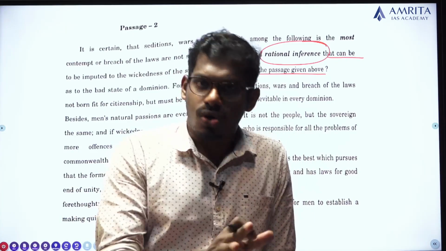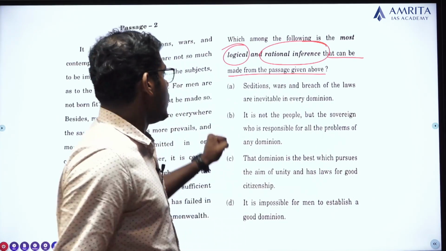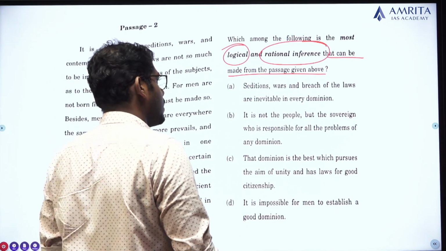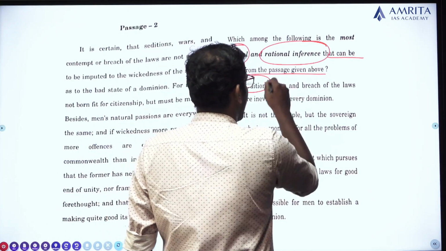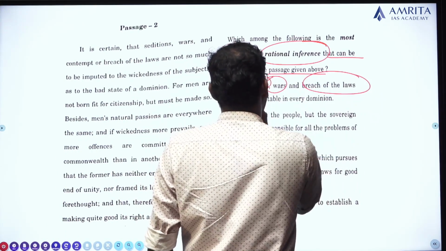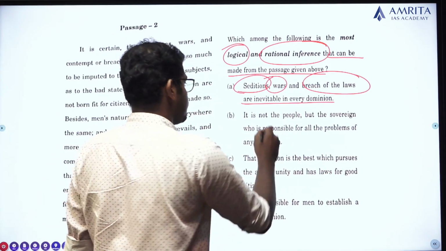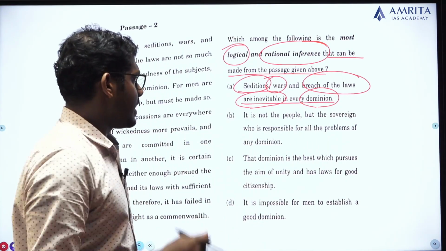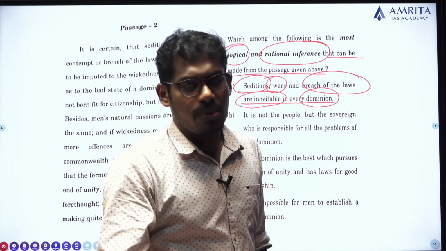Using this idea, we can solve one or two questions. Such a question is this. Anyway, the question is, what is a logical and rational inference that can be made from the passage given above? The first one: seditions, wars, and breach of the laws are inevitable in every dominion. That is, seditions, wars, and breach of laws will happen in every dominion.